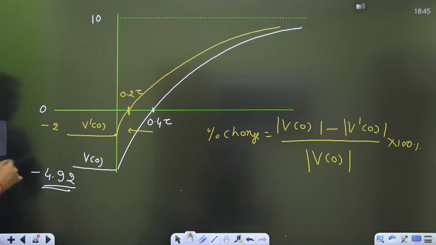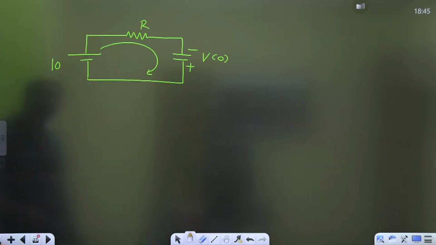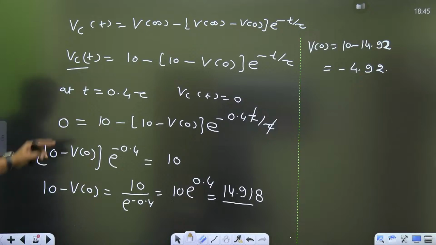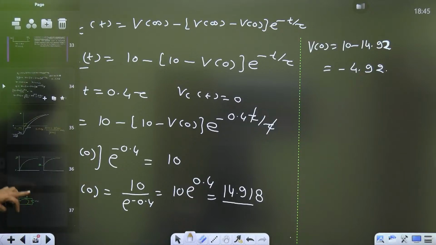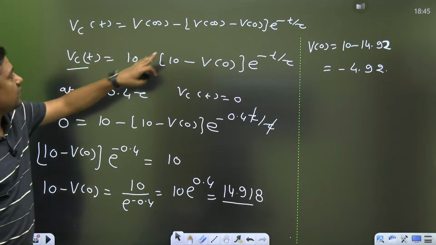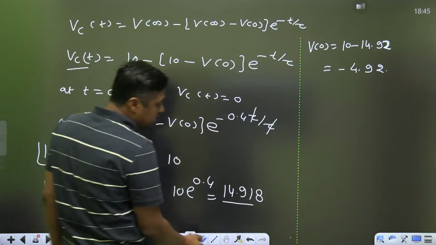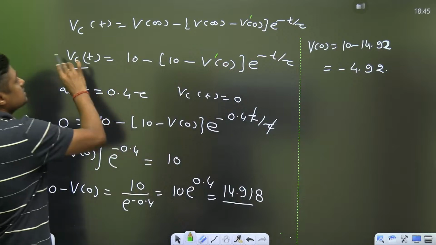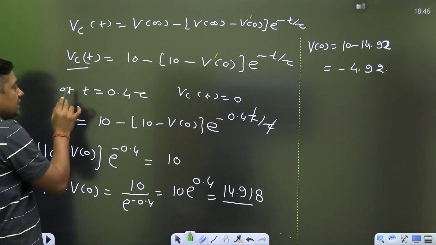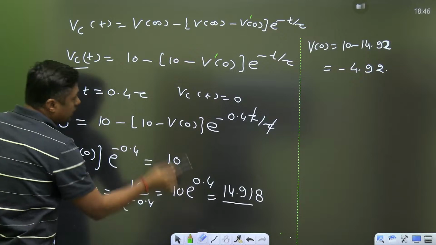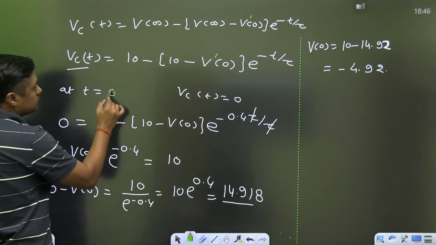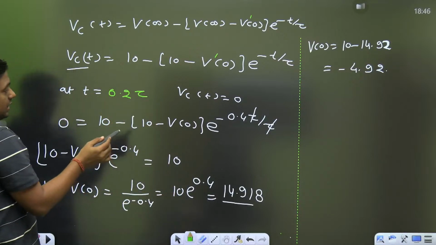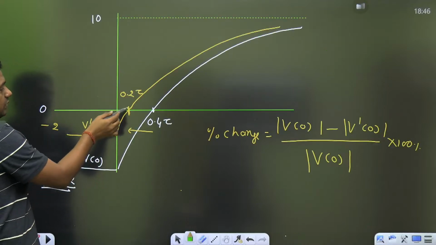Now what is V dash 0, so that we can use this formula? To find V dash 0, we have to use the same equation. Everything will remain the same, the final value is the same, but we have to use V dash 0 as the initial value. Same equation. There is a change: exactly at 0.2 tau, in the second case, it will become 0.